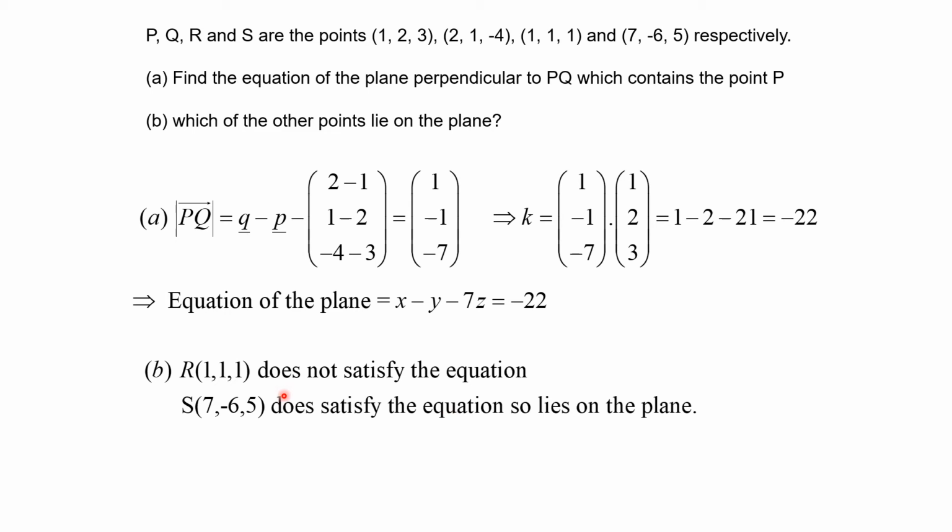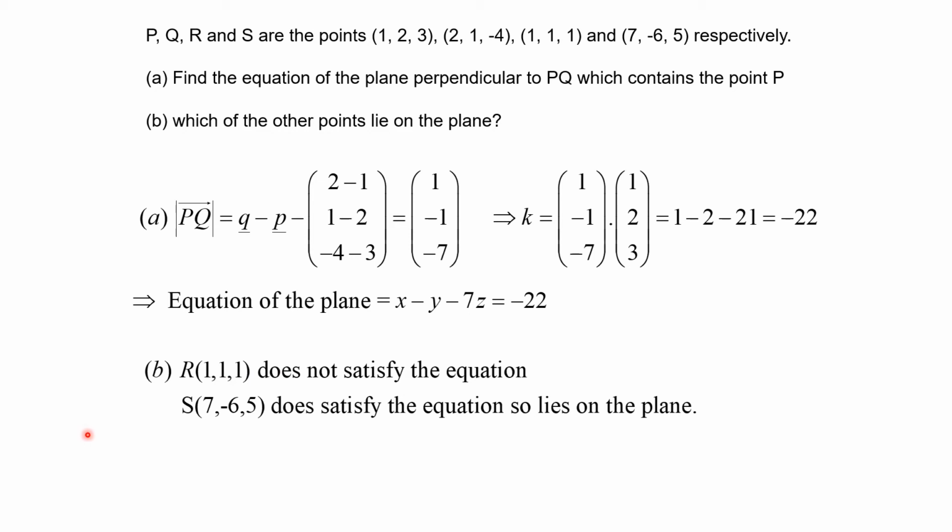In order for a point to lie on the plane, it has to satisfy the plane equation, which you calculated earlier. So substitute x as 1, y as 1, and z as 1 for point R into the equation. And obviously 1 minus 1 minus 7 is not going to give you -22. Therefore, point R does not satisfy the plane equation, so point R does not lie on the plane.